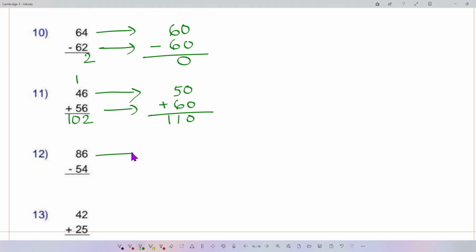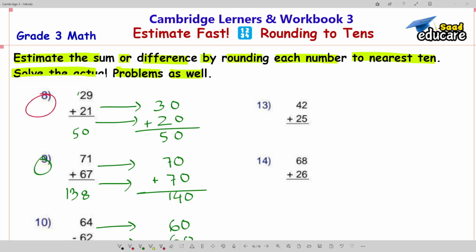Number 12, 86 nearest 10 90. 54 nearest 10 50. So difference 40. Actual problem, 6 minus 4 2, 8 minus 5 3. Number 13, 42 nearest 10 40. 25 nearest 10 30. The summation is 70. What about actual problem? 5 plus 2 is a 7, 6 plus 2 6.